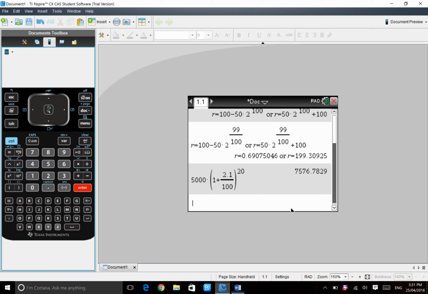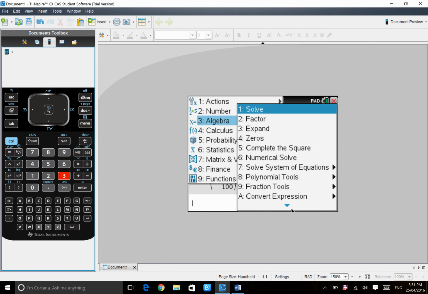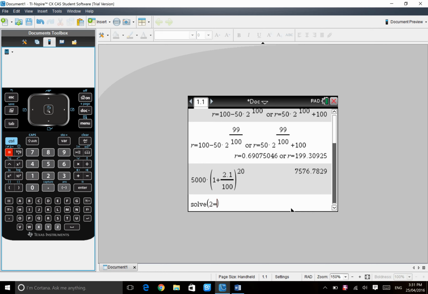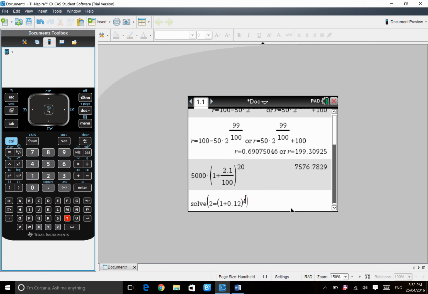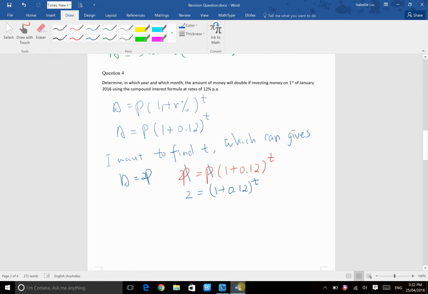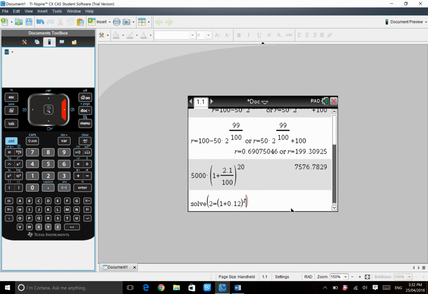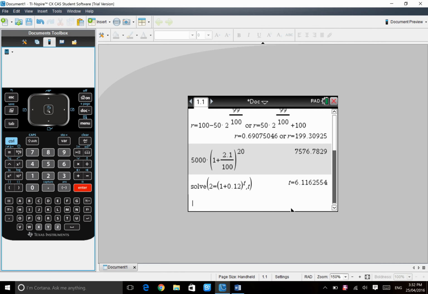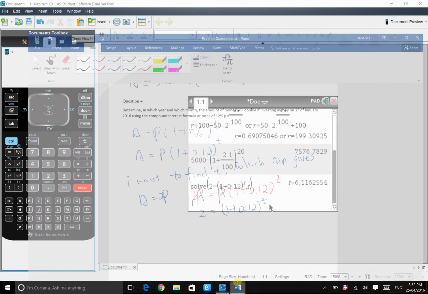So again, I solve this in my CAS. I press menu, number 3, number 1, and 2 equals bracket 1 plus 0.12, then to the power of T. Okay, so that's the formula we have. And I want to solve out the T, so I make that comma T. And I press Ctrl Enter because we want a rounded value, not the exact one. So T equals 6.1162554.